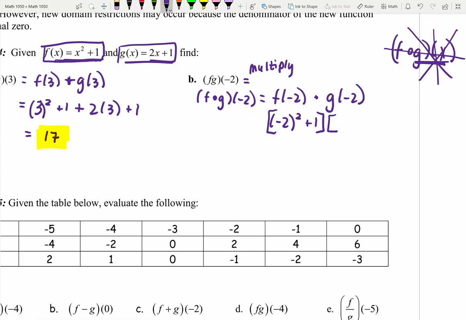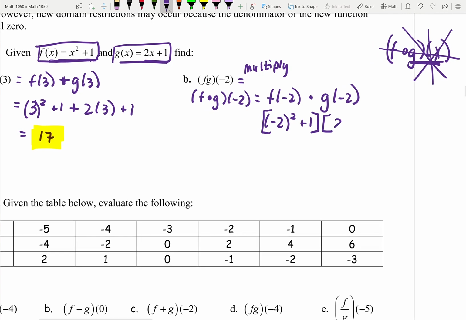I don't need to put a dot. And then I'm going to go g of -2. So it's 2 times -2 plus 1, close your bracket. So it just means this multiplied by this. Now, when I put this in my calculator, wherever I see those brackets, I'm just going to do parentheses. Okay? So everybody go parentheses, parentheses, -2, close it, x squared plus 1, close it. Parentheses, 2, parentheses, -2, close it, plus 1, close it, hit enter, and you get -15. And that's totally, completely sufficient.